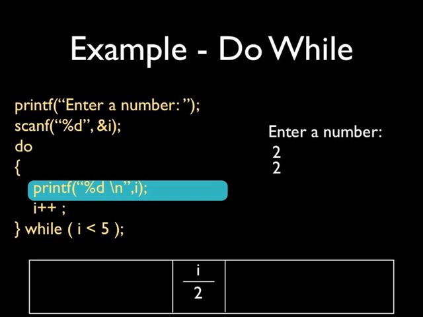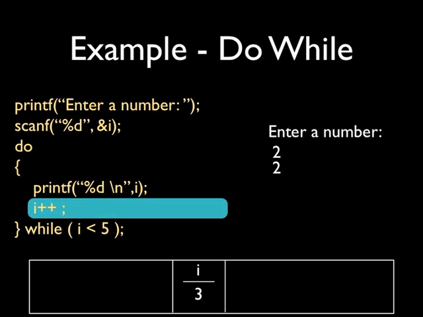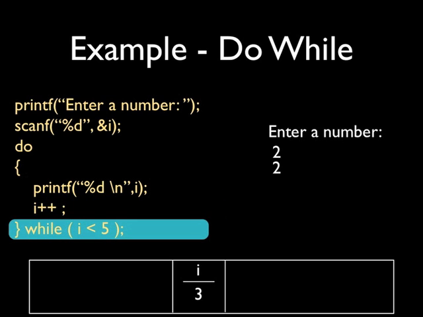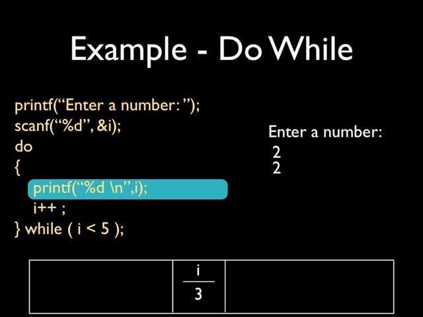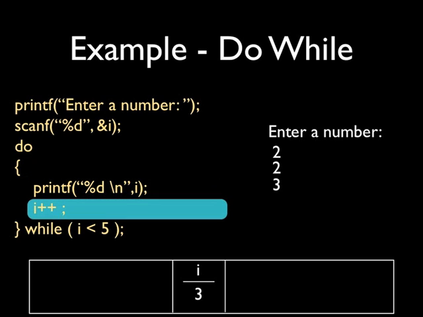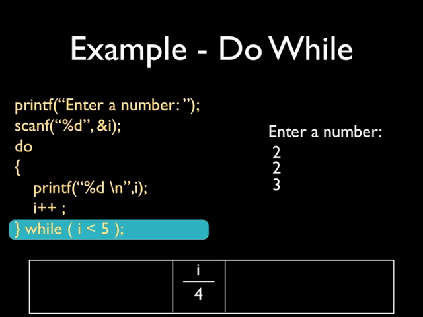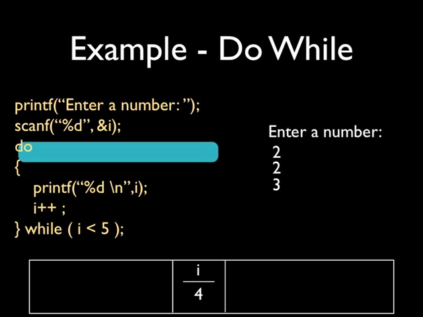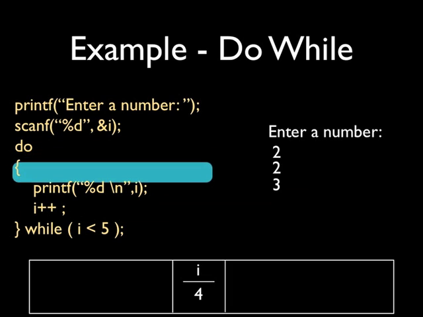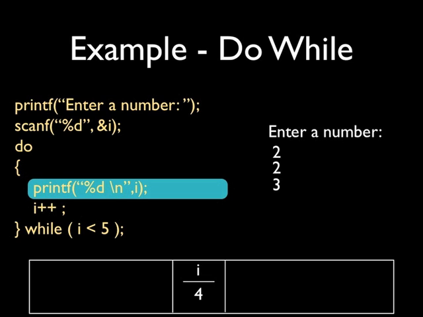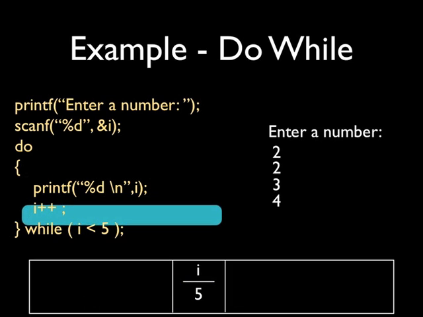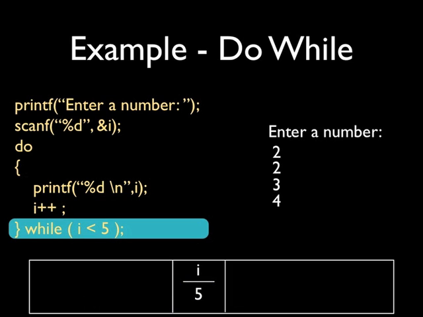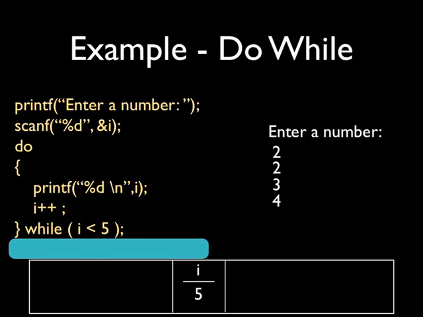Type in 2, we read that in, we enter our loop, print out I's value to the screen, which is 2, do I++ to make it 3, we now check if 3 is less than 5, which it is, so we read in the loop. Print out I's value to the screen, I++, make it 4. Is 4 less than 5? Yes. So we loop back around to the top, open the bracket. Printf, print out the value of I, which is 4. I++ to make it 5. And now 5 is no longer less than 5, so we exit the loop, because that condition is now false.